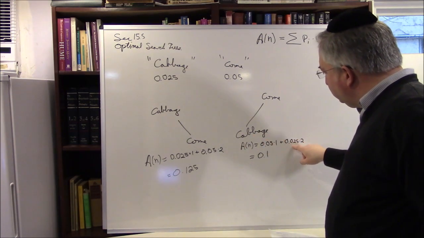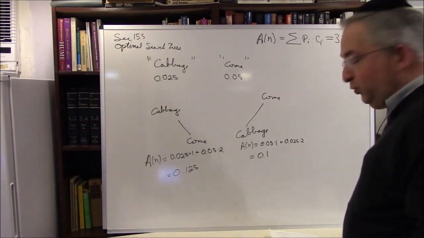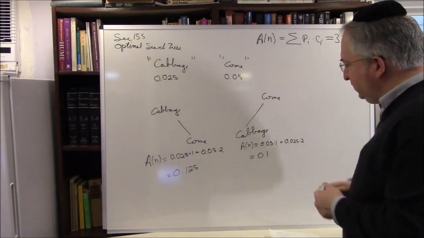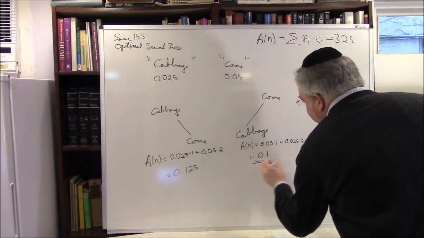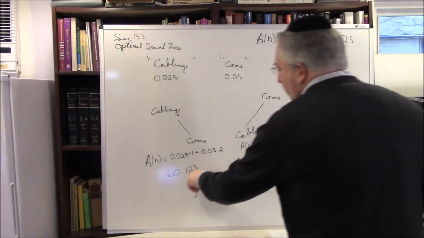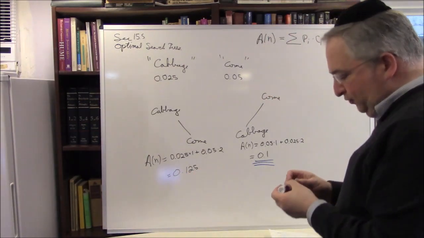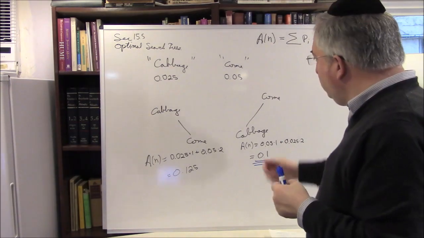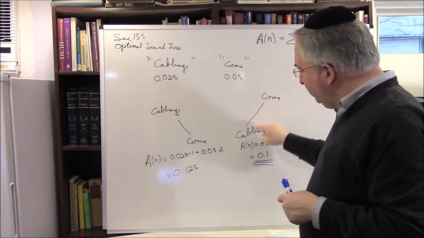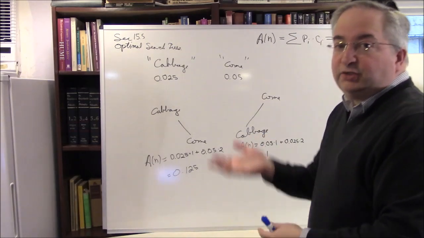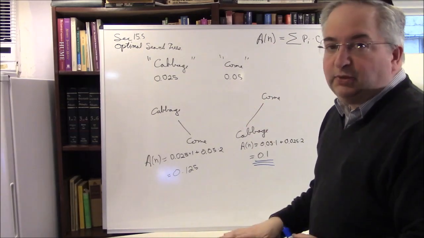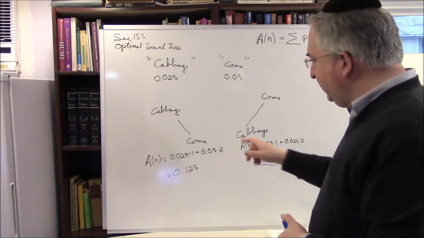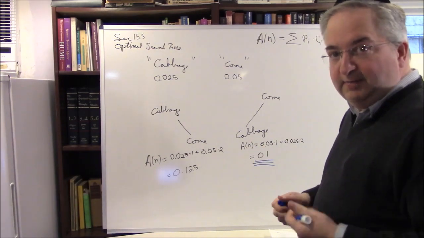Cabbage is this. Okay, question, which one's better? The answer is this. This one has the average amount of work 0.1. This one has the average amount of work 0.125. Great. And it makes sense. Why? Because the word cum shows up more often than the word cabbage. So you might as well have it on top of your tree as opposed to the bottom of your tree. Okay, so that makes sense.